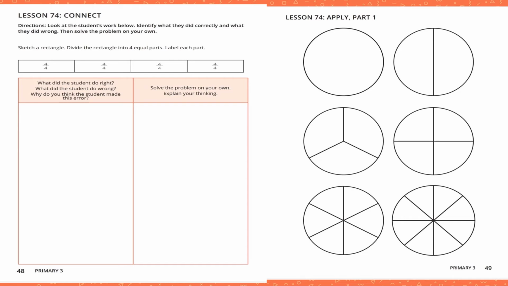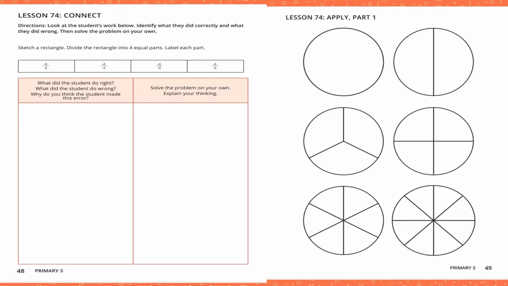Here we have the rectangle which is divided into 4 equal parts, but he wants me to label each part. Is it right? This part is 4 over 4? This part is 4 over 4? No. Each part is only one part out of 4. 1 out of 4. So it's 1 over 4, or fourth, or quarter.